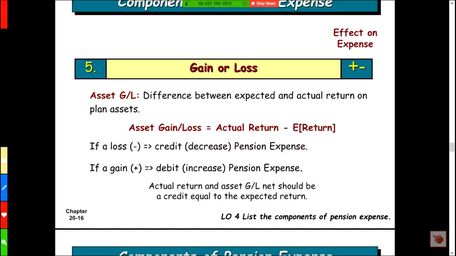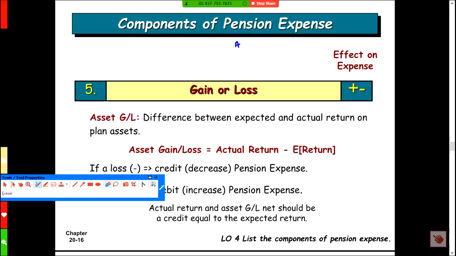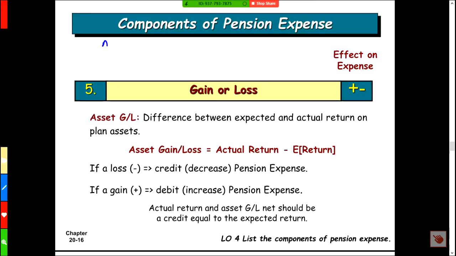All right, so here's the asset gain or loss. Actual return, let me move this over a little bit. I think it's better in a column. You have the words down there, but what I'm about to do is a little bit easier to see. Actual return minus what's called the expected return will equal the asset gain or loss.